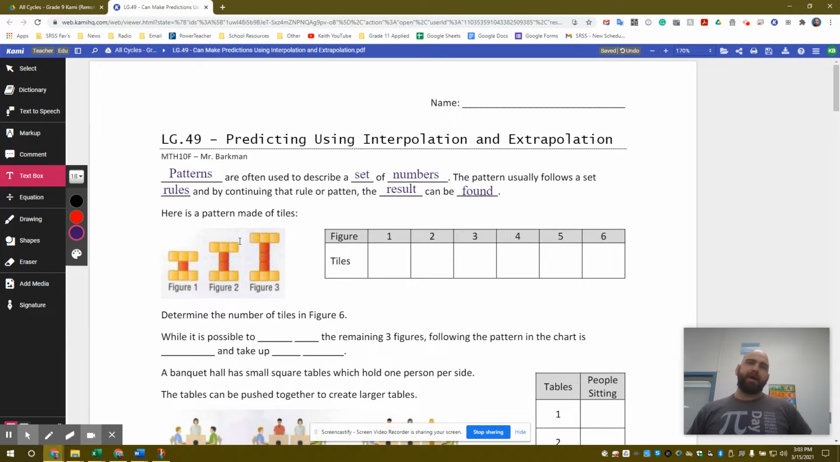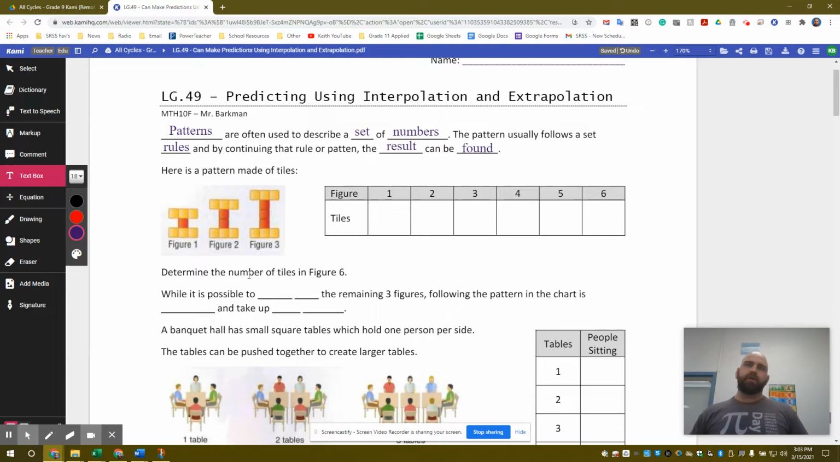Let's take a look at this pattern of tiles. Here we have the first three figures that are drawn out. Each one is a bit of an I shape, where we have the yellow blocks on top and then a red block in between. The second figure has two red blocks in between. The third one has three red blocks in between, and we can continue going on and on. When we take a look at a pattern, what we're going to look at is how something is increasing or decreasing and how to find that next value. So let's determine the number of tiles in figure 6.